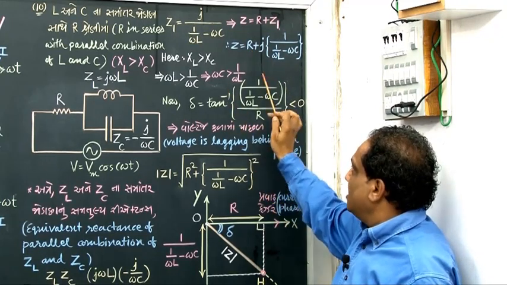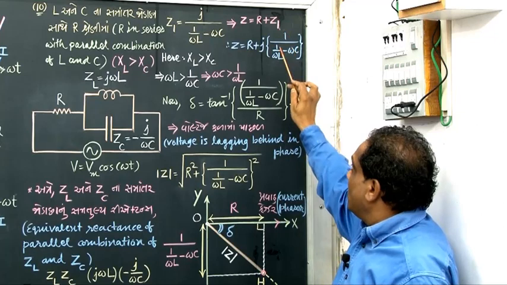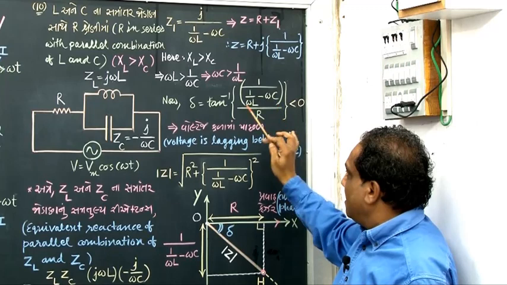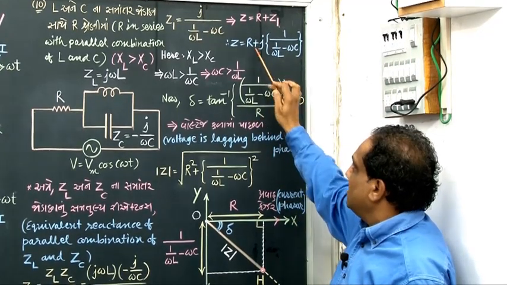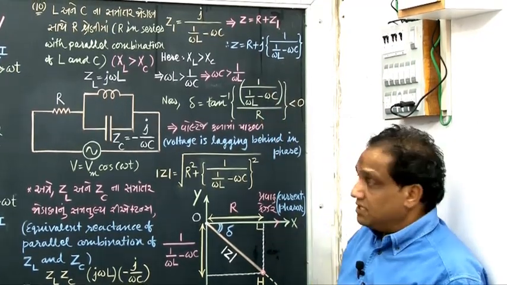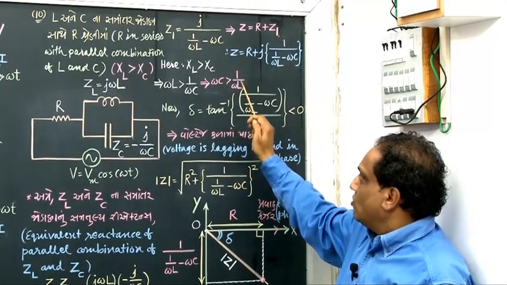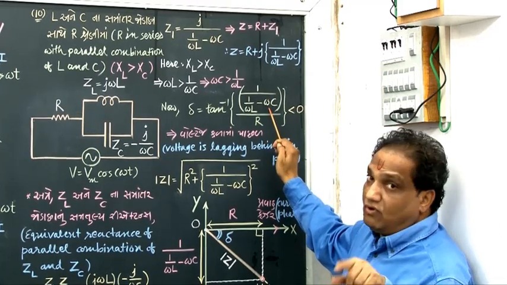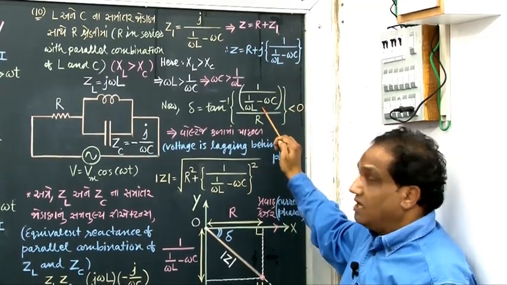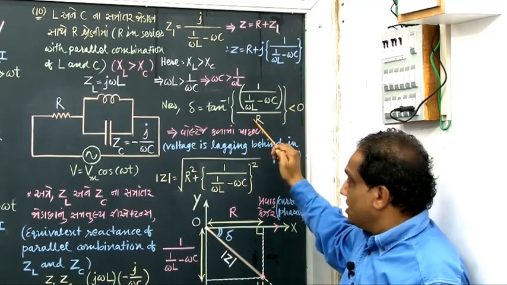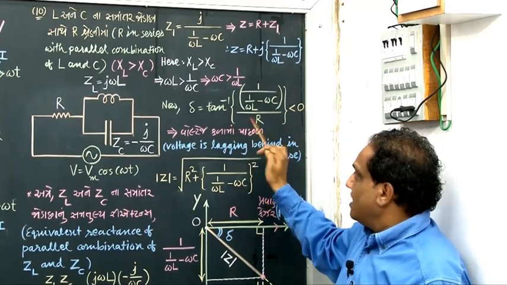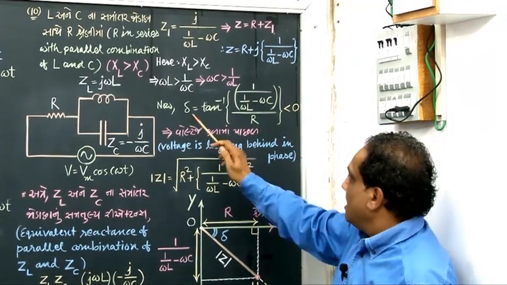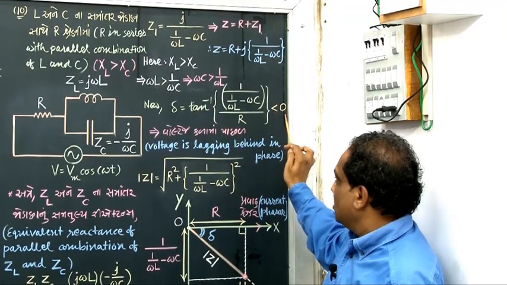Tan inverse of imaginary part, which is 1 upon omega L minus omega C, divided by real part, which is R. And at present, because omega C is greater than 1 upon omega L, smaller minus greater will give you a negative number. Negative upon positive, negative. Tan inverse of a negative number, then delta is negative. Delta is negative, that is less than 0.